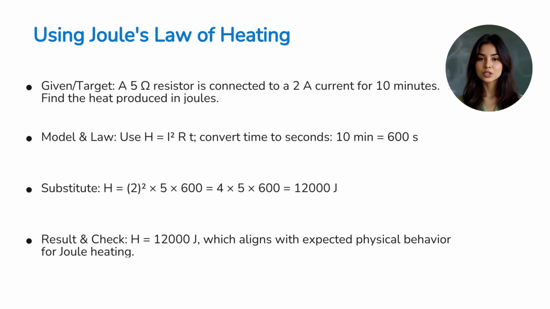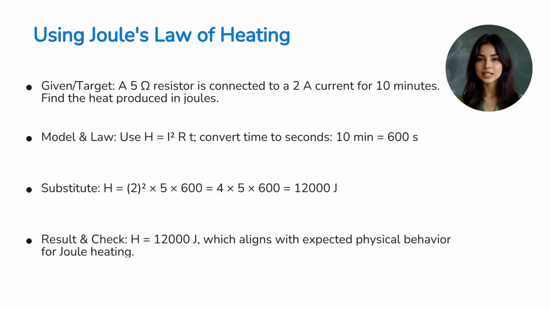Suppose you have a resistor with resistance 5 ohms and a current of 2 amperes flows through it for 10 minutes. How much heat does the resistor produce? First, convert the time into seconds since our formula needs that. 10 minutes times 60 gives 600 seconds.